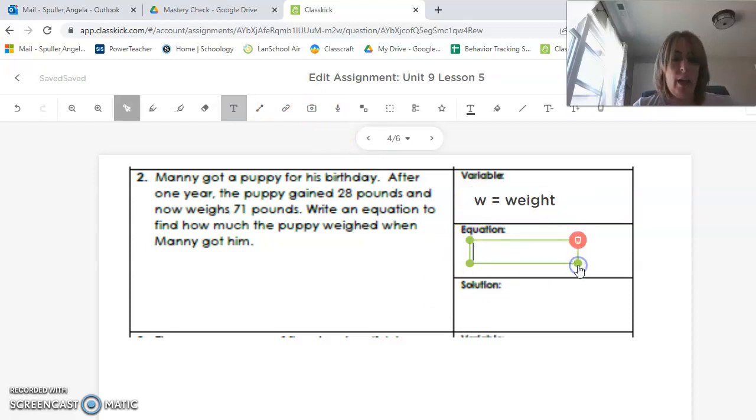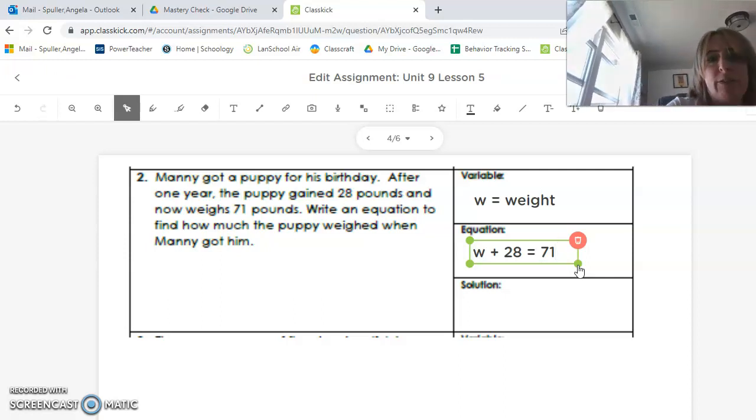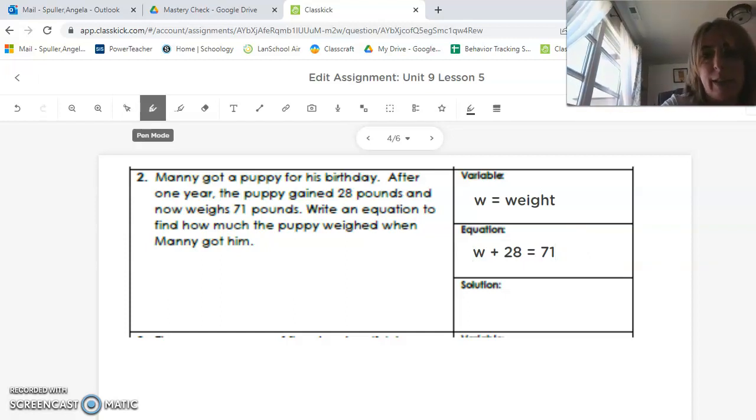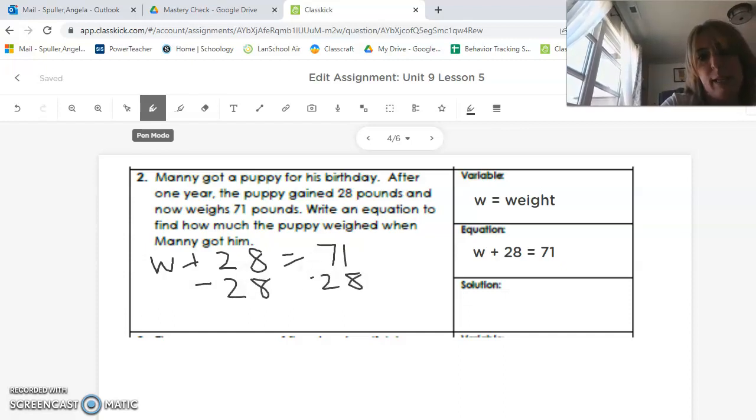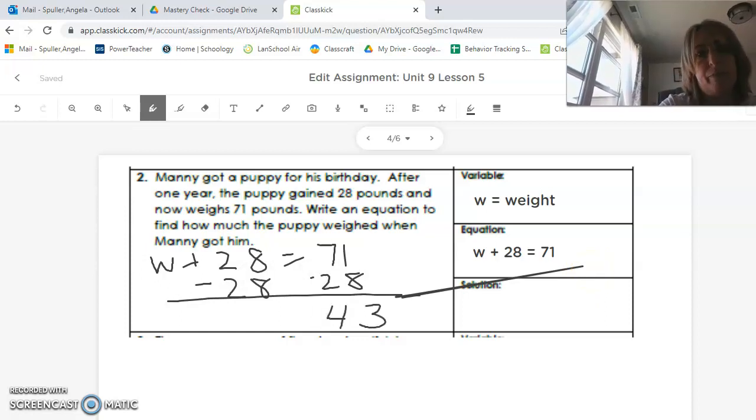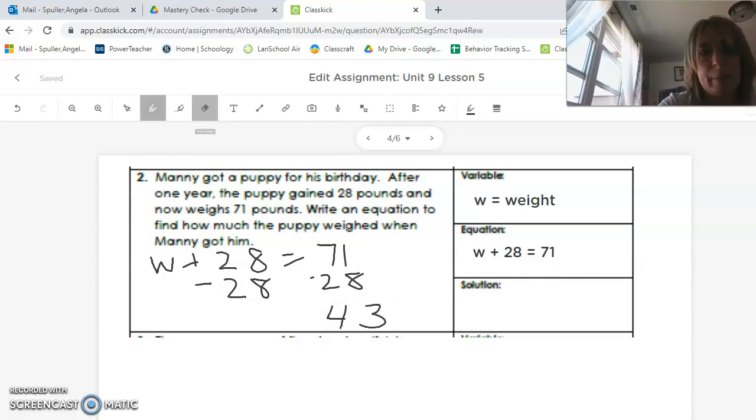I'm going to say the puppy's weight, what it started with, plus the 28 pounds it gained equals 71. So whatever it started with plus 28 equals 71 pounds now. To get my equation, all I have to do is say W plus 28 equals 71. Now remember, do the inverse, the opposite. That's minus 28, minus 28. And when I subtract that, that gives me 43 pounds left over. Not sure why my line went so crazy.